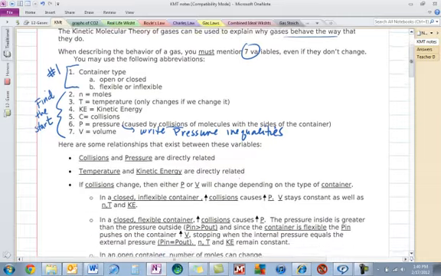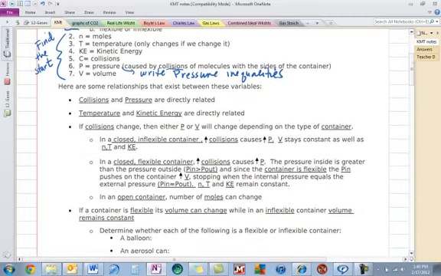Okay, so here's where it gets a little bit different. If collisions change, so that's your number of collisions, then either pressure or volume will change depending on the type of container, and this should make sense. If we have a closed container that is inflexible, so closed meaning gases can't go in and out, and inflexible meaning the volume cannot change, then when the collisions go up, obviously the pressure is going to have to go up as well. The volume is staying constant because it is an inflexible container. It cannot change. And then N is going to stay the same because it's a closed container.